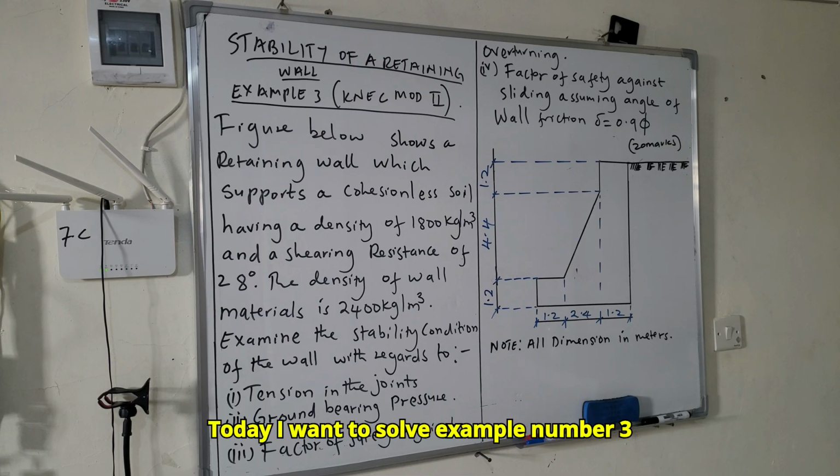Today, I want to solve example number 3, and this is under stability of a retaining wall. The question is from Kenya National Examination Council, Module 2, and it is on the board. It reads: figure below shows a retaining wall which supports a cohesionless soil having a density of 1800 kilogram per meter cubic and a shearing resistance of 28 degrees. The density of the wall material is 2400 kilogram per meter cubic.